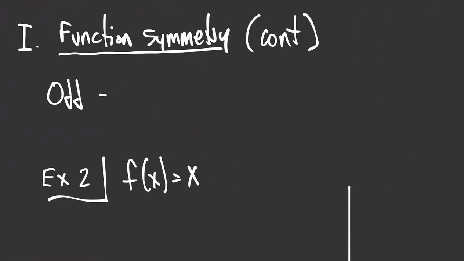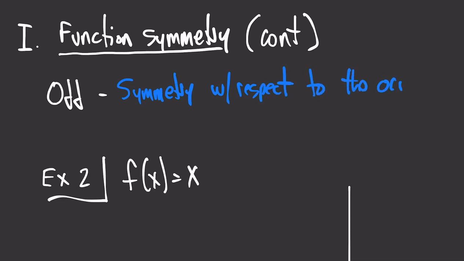Okay, let's talk about odd. An odd function is a function that has symmetry with respect to the origin. If you remember from geometry, that's simply a rotation of 180 degrees about the origin. So if you can turn this upside down and it's the same image, then it's odd.